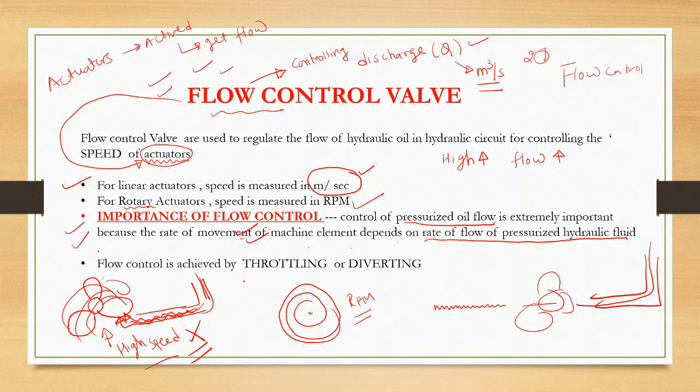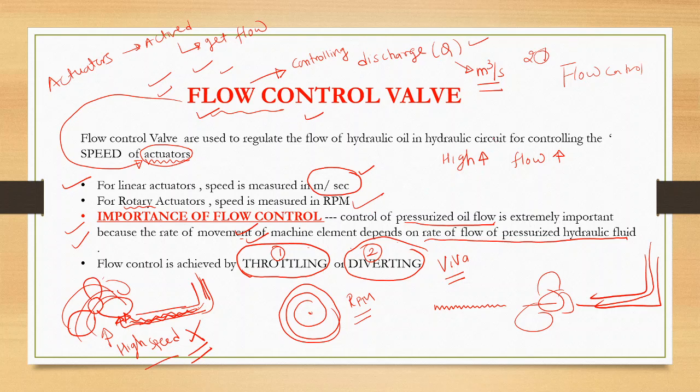This flow control is achieved by two processes. First is throttling, second is diverting. These two are very important things that you should remember for any viva and for your exam point of view. So the throttling process and the diverting process are the two processes by which flow control is done.